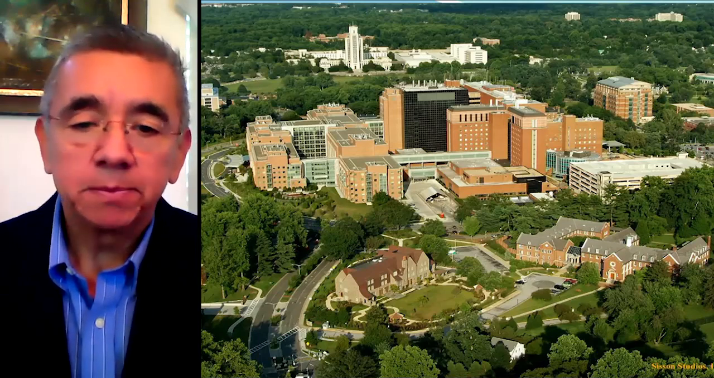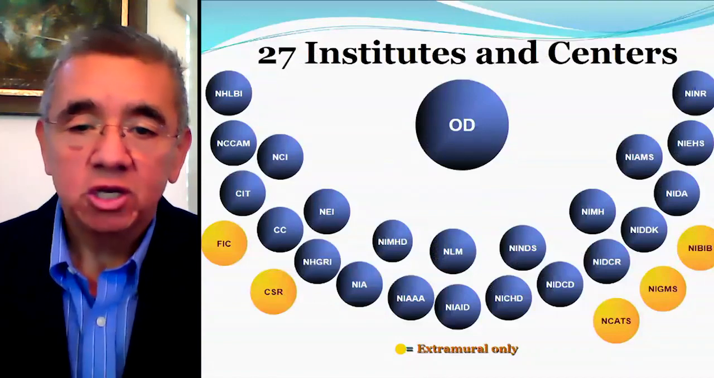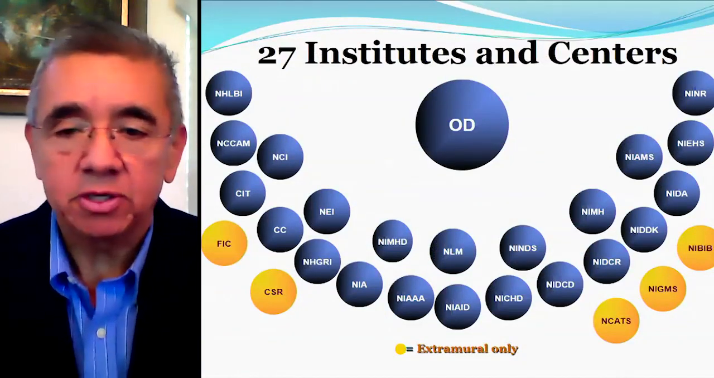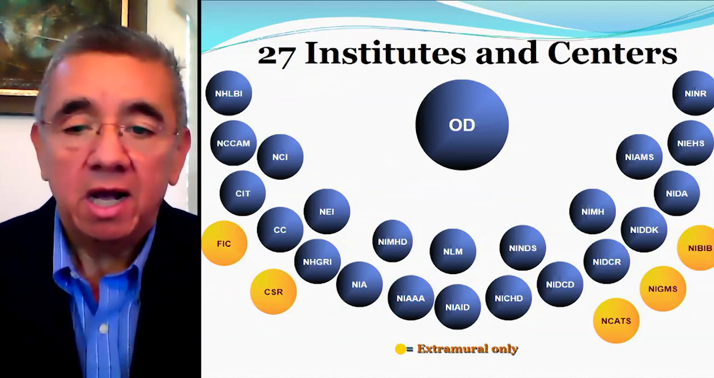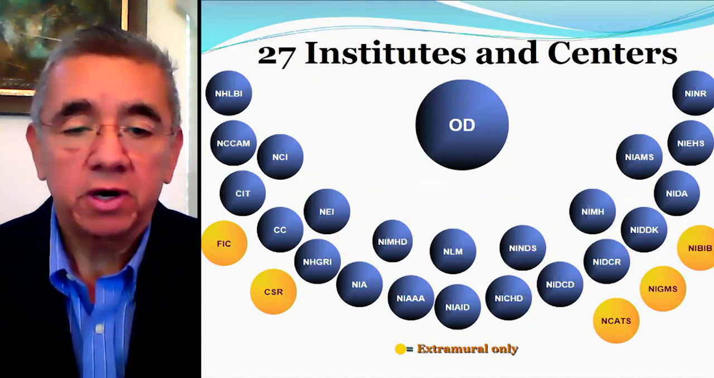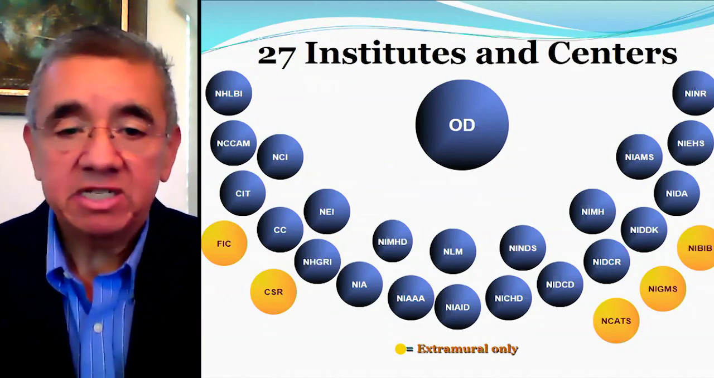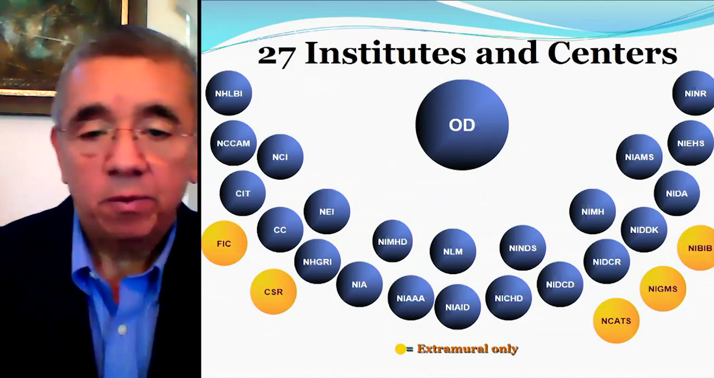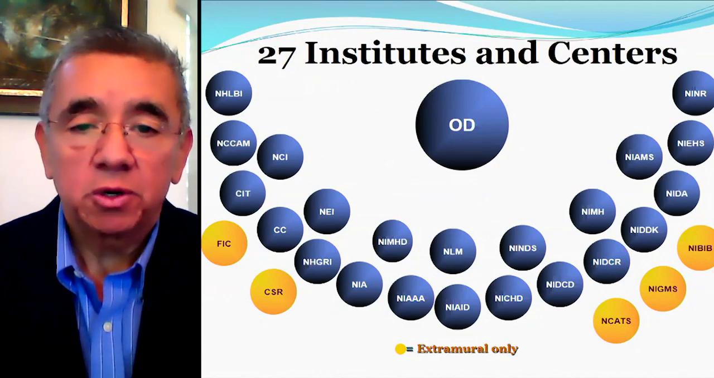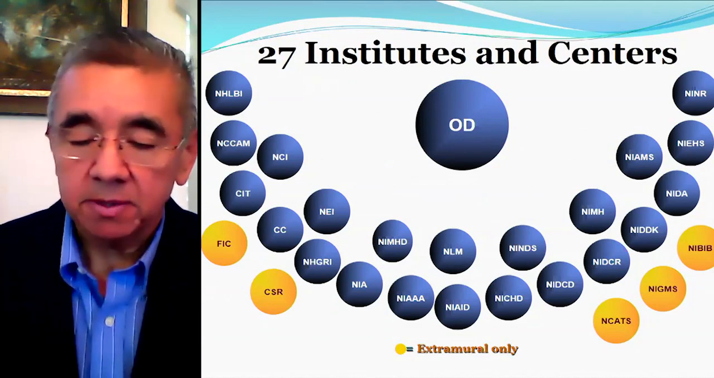To highlight some of the marvelous things that we have done at NIH, we have 27 institutes that work very hard in discovering new conditions, making discoveries that we don't have in other places in the world. So NIH constitutes 27 institutes and centers.